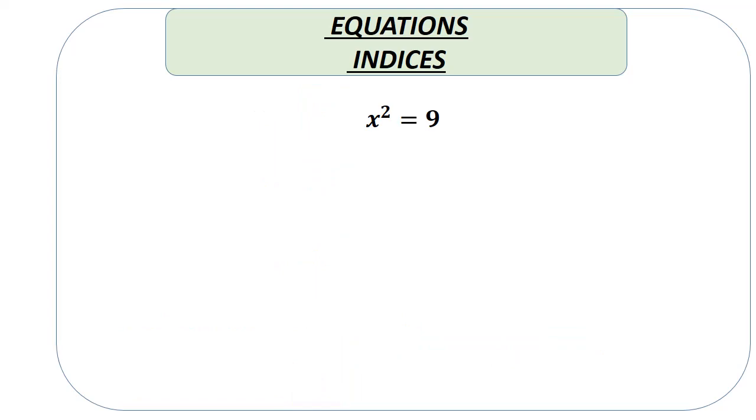So let's try this one. x power 2 is equal to 9. How do we solve this one? So 9 can be manipulated so that the powers are the same. Of course, we have got a base which is a letter. This one is the one we're solving for.